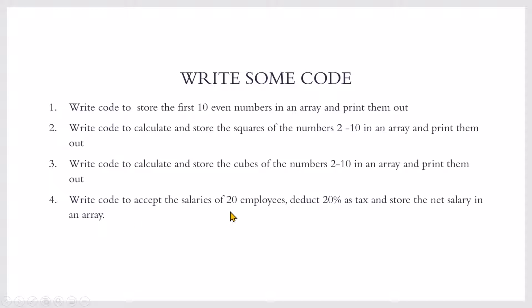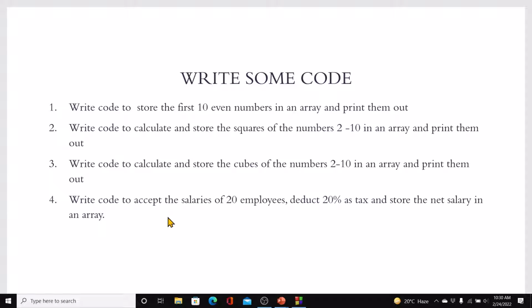Write code to accept the salaries of 20 employees, deduct 20% as tax, and store the net salary in an array. So again, the variables that we need would be: 1, a counter to count the 20 employees. We need an array to store the net salary. We need 2, a variable salary because we will ask for it to be input.